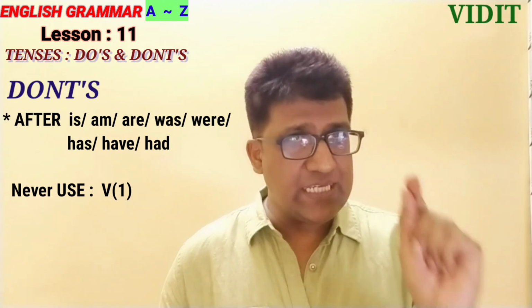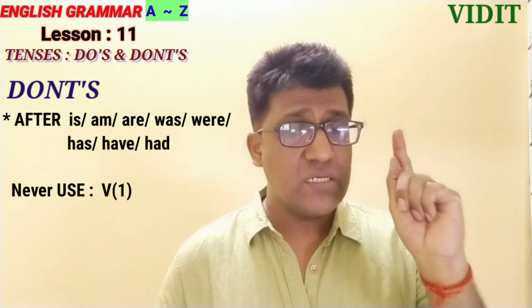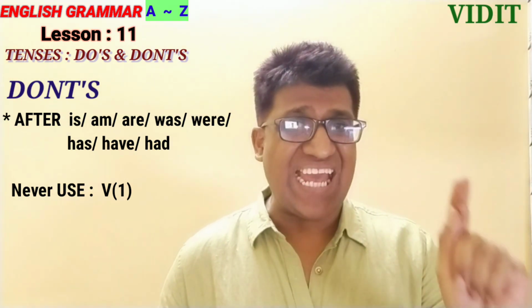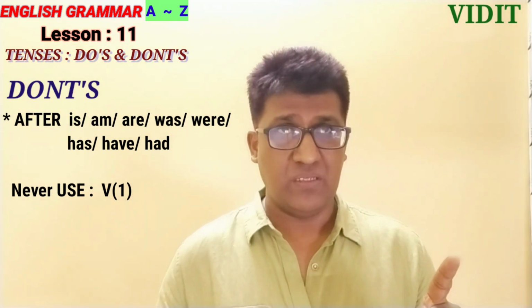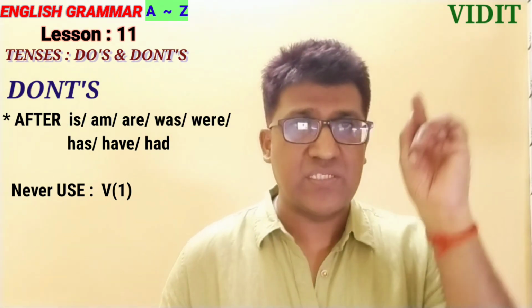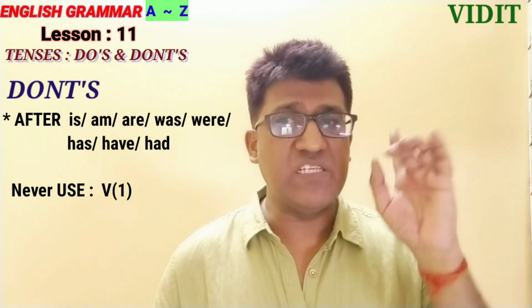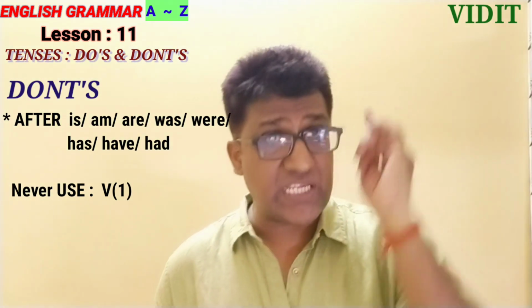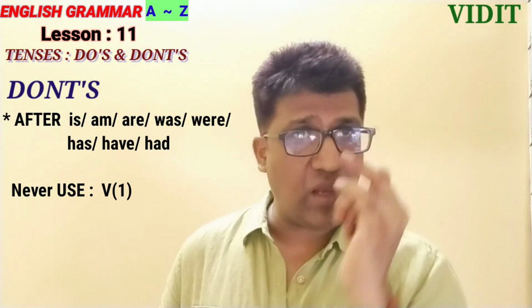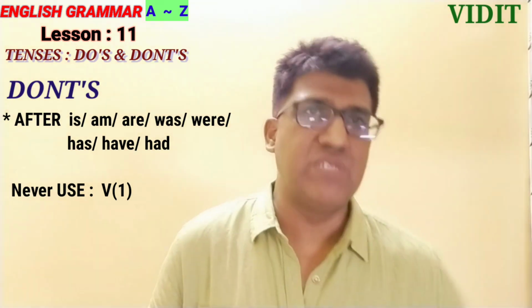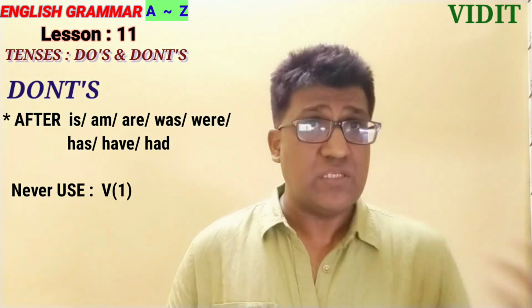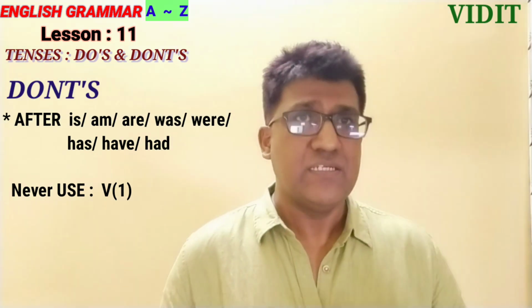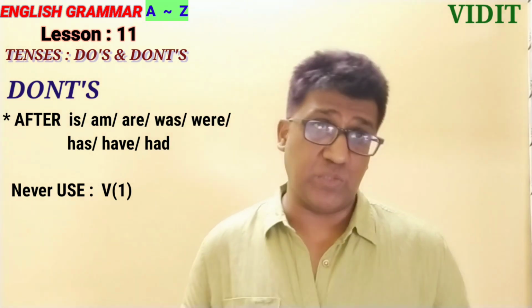So the first don't is after is, am, are, was, were, has, have or had. When any of these helping verbs is there, remember, we never use the first form of the verb. The first form of the verb never comes along with these helping verbs. If you're using the first form of the verb along with them, it means you're making a grammatical mistake. You're using the tense wrongly. You're not following the principle or the rule which is required to be remembered.